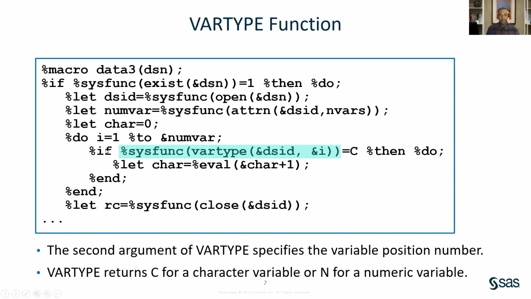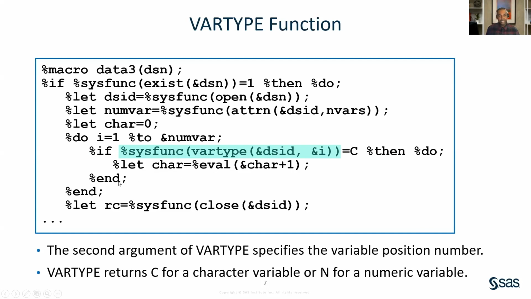So let's iterate through part of this do loop. %if, %sysfunc, we are invoking the VARTYPE, which determines the variable type. Here's the data set ID that we defined above, and &i is currently 1. So we're checking out the variable type for the variable in the first position, from left to right. If it's equal to C, and by the way, quotes are not necessary, %then, %do, %let char equals the %eval of the current value &char plus 1. So we're adding 1 to it.